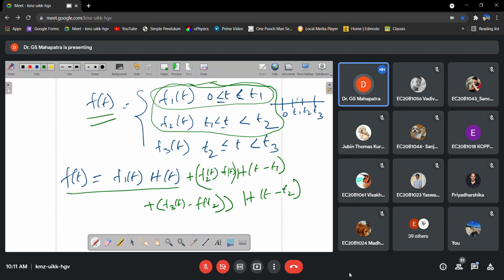That means a break is there. Consider t1, t2, t3: from t1 to t2 the function is this form, then t2 to t3 like that, again maybe like that. Here it is f1, this is f2, and this is f3, with a finite number of discontinuities at t1, t2, t3. This is the form of the Heaviside function. You can write any function f of t like this.